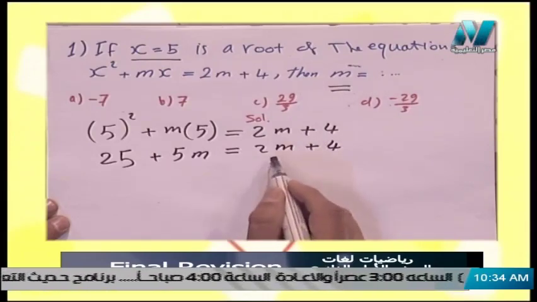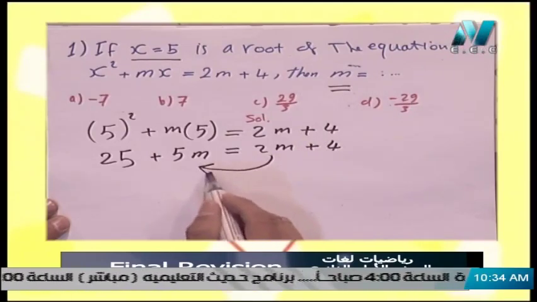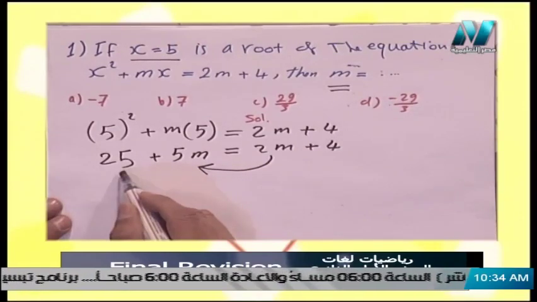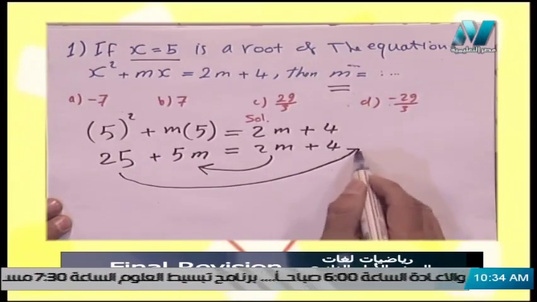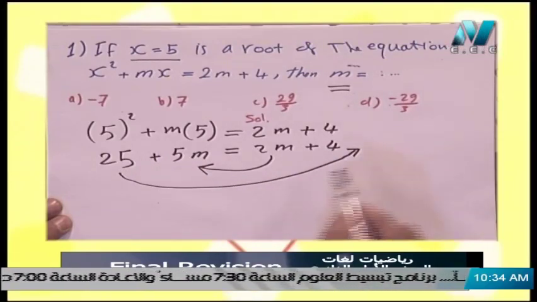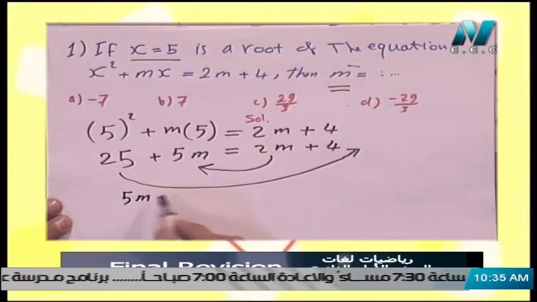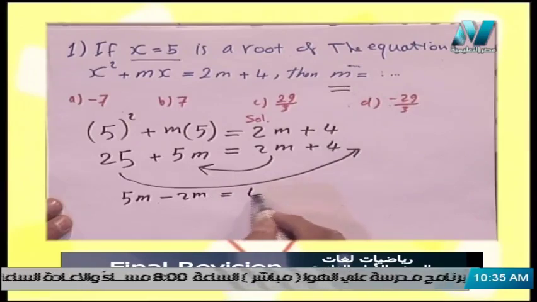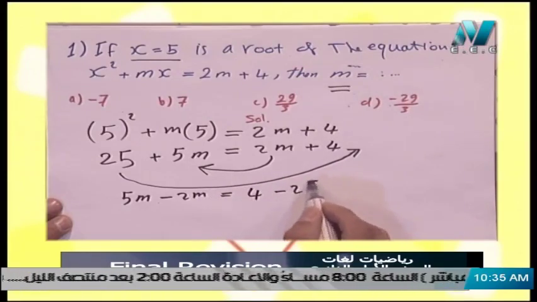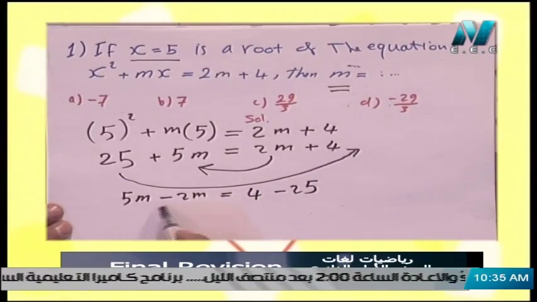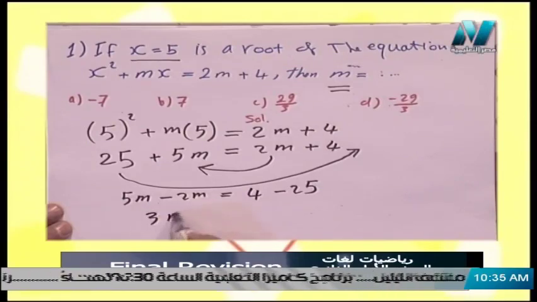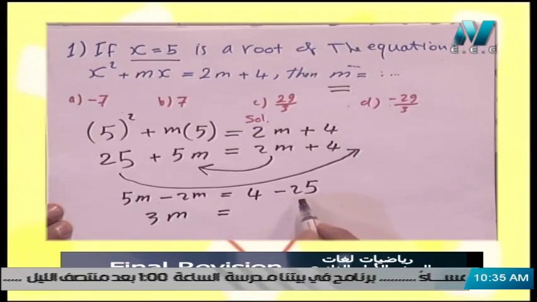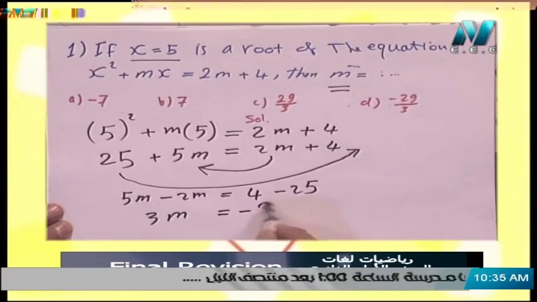We try to collect m on one side, the left side, and the numbers will be on the other side. So 5m minus 2m equals 4 minus 25. 5m minus 2m equals 3m, equals 4 minus 25, equal negative 21.